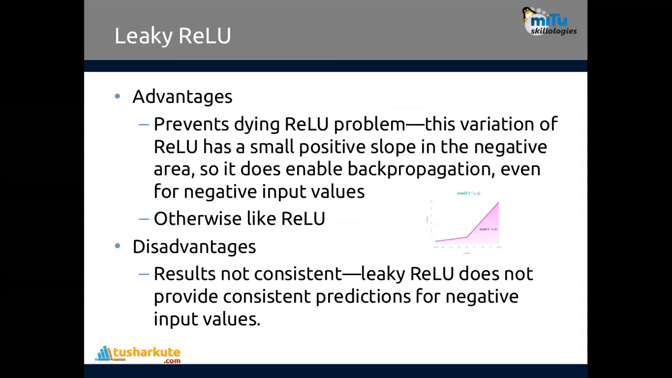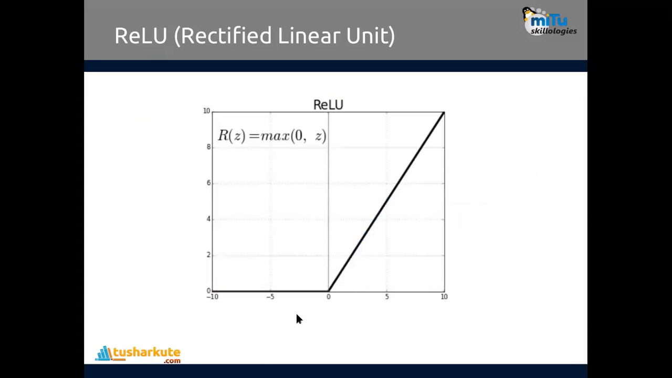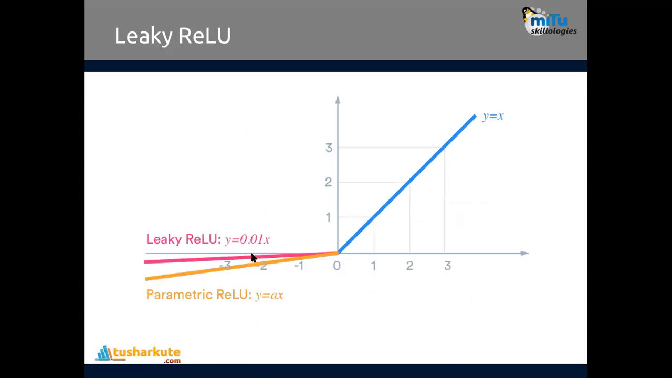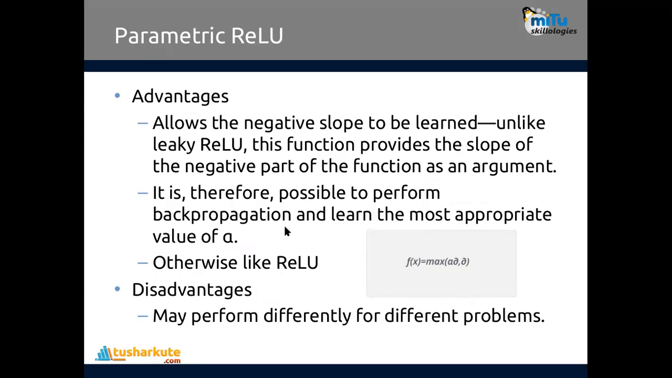Then next is leaky ReLU. It prevents the dying ReLU problem. It is a variation of ReLU with a small positive slope in the negative region. Just observe that in ReLU the negative part is completely constant, but see this one, leaky ReLU. It enables backpropagation even for negative values. Results can be inconsistent. Along with that, parametric ReLU is also there, using y equals ax. Parametric ReLU allows the negative slope to be learned, like leaky ReLU, providing the slope of the negative part of the function as an argument.